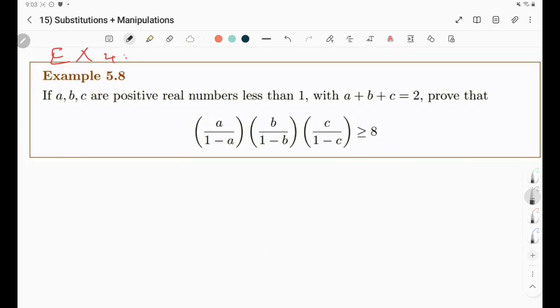Alright, our last example for today is the following. We're given 3 numbers that are positive. They're all less than 1. This is one condition, and we know that their sum is 2. We need to prove the following inequality. Okay, so now if you look at this, you have a condition that their sum is equal to 2, and you know the numbers are less than 1.